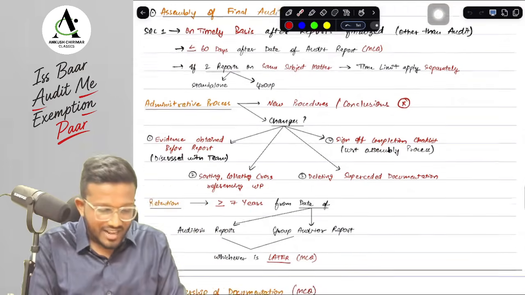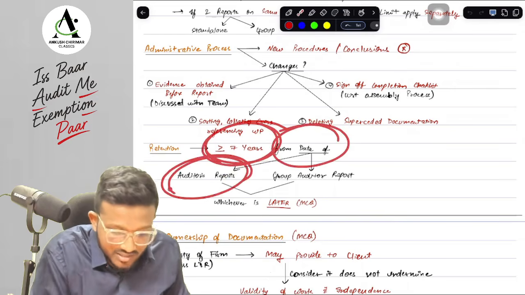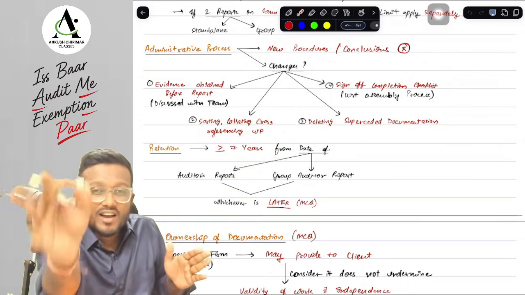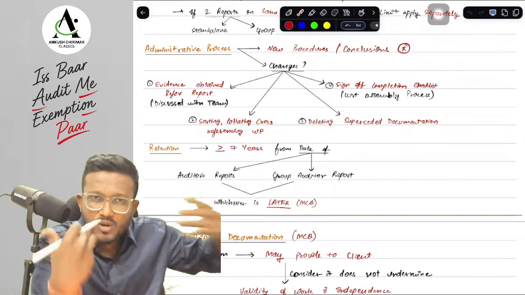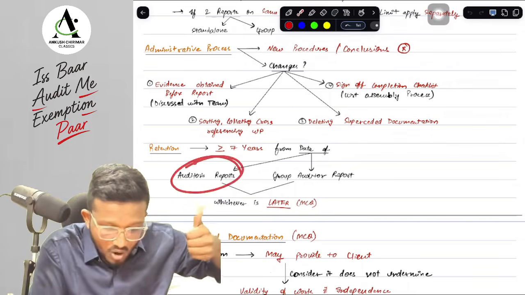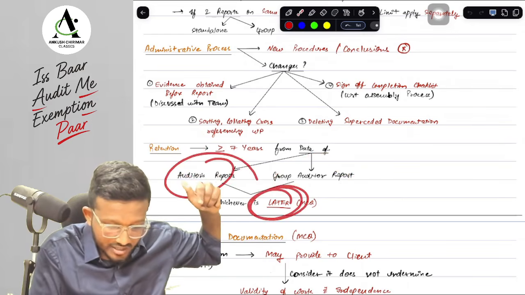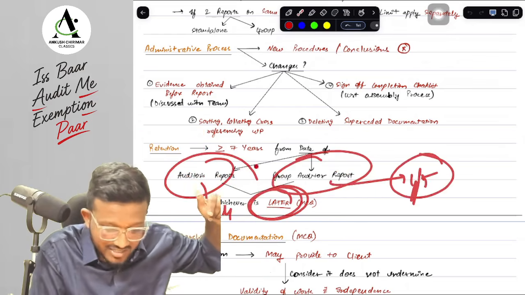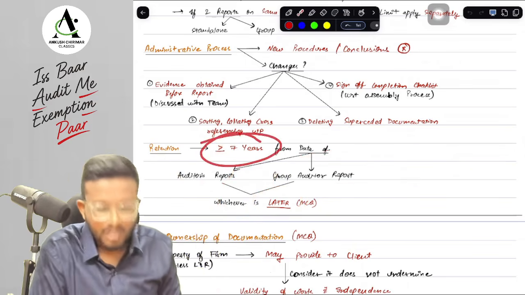No. The retention period for the final audit file is at least 7 years from the date of the auditor's report. But sir, my entity is a holding company, subsidiary company, associate company, or joint venture company. Then you need to count either the auditor's report date or your group auditor's report date, whichever is later. Suppose the auditor's report date is 1st April and the group auditor's report date is 1st May, then the 7 years will be counted from 1st May, and I will have to keep my engagement file for 7 years from the 1st May.